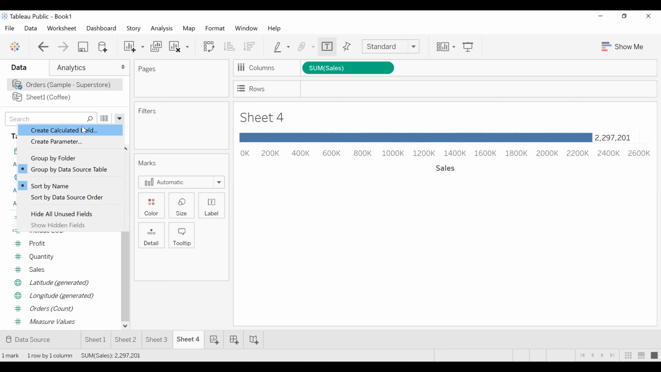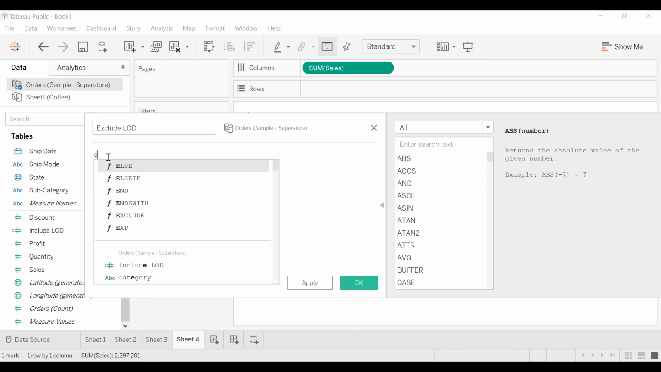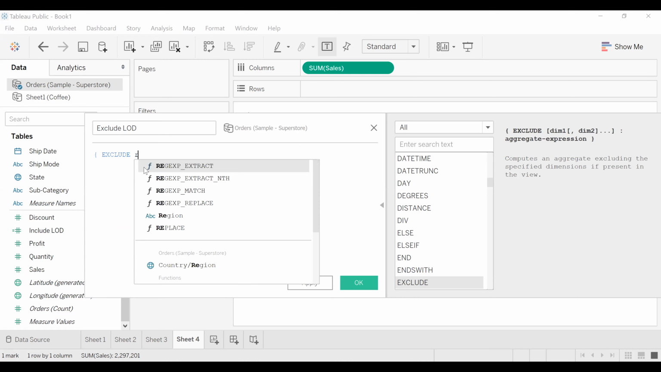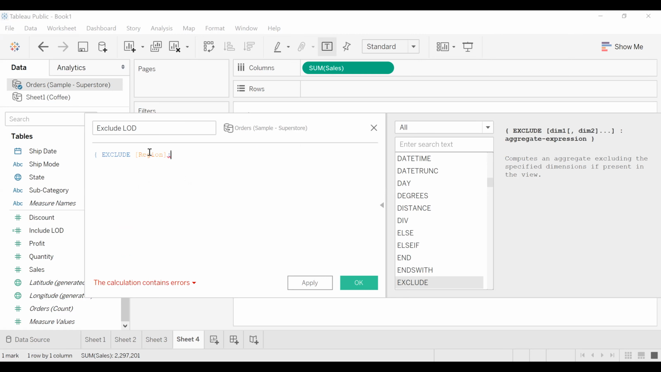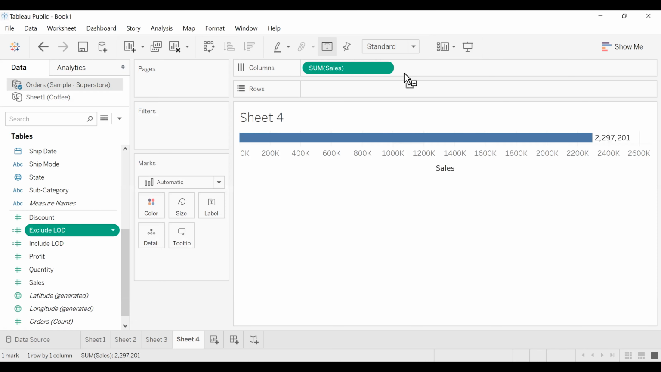What I will do is create one LOD, which is called exclude LOD. Exclude region. This is the dimension that I'm specifying. The keyword exclude, then the dimension region, and then sum of sales. Now let me bring this exclude LOD here.